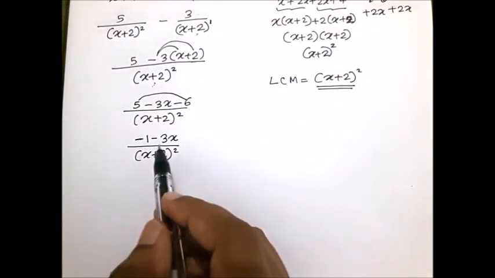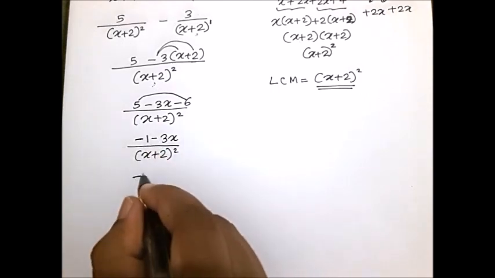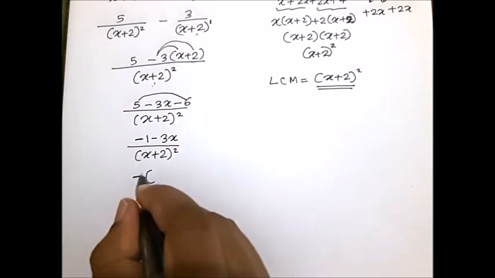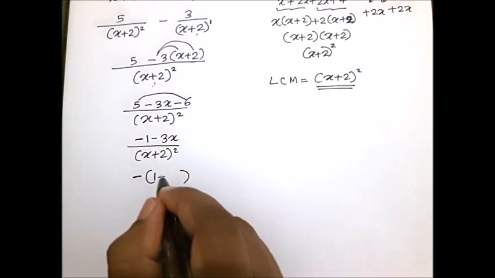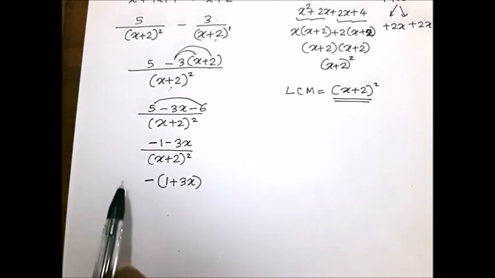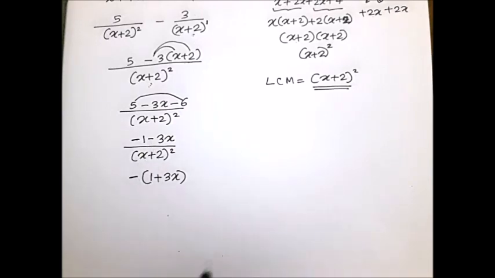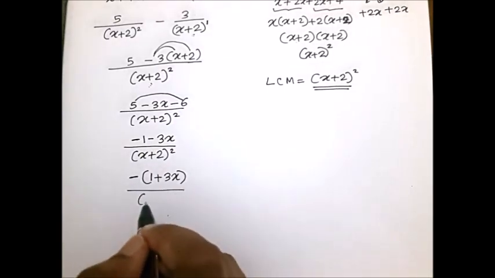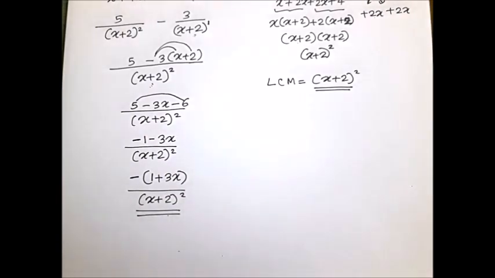You can write another simplest answer by taking the minus sign out from the brackets. If you take minus 1 out from the bracket, the remaining terms are plus 1 and plus 3x. Here remove brackets and check whether this is correct. Minus 1 multiplied by 1, minus 1. Minus 1 multiplied by plus 3x, it is minus 3x. So this is the answer for the 13th example.